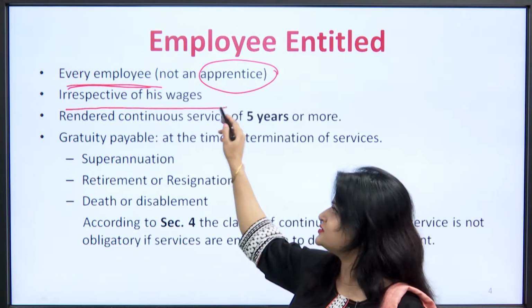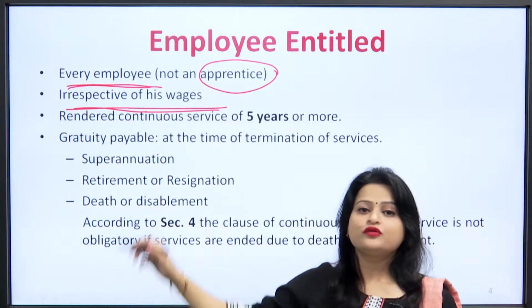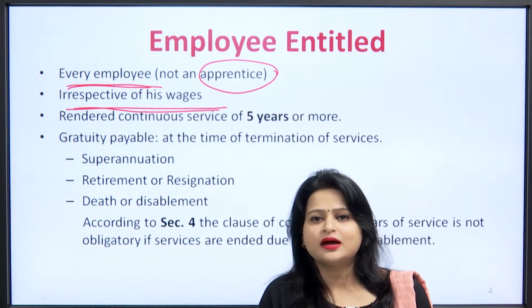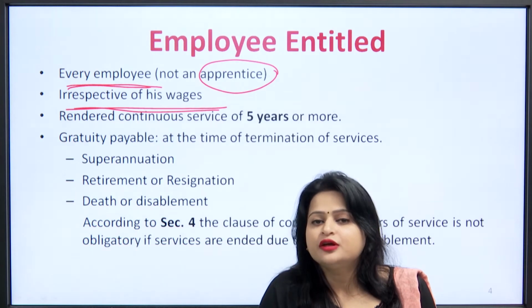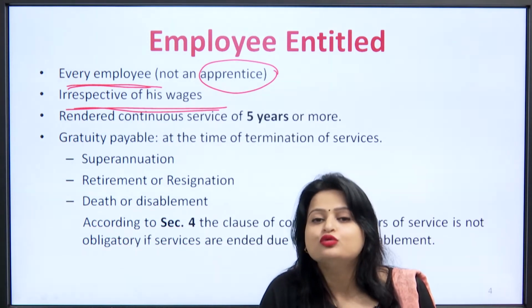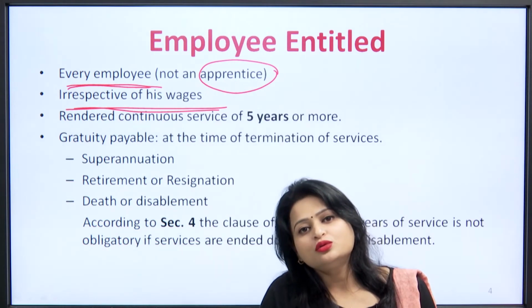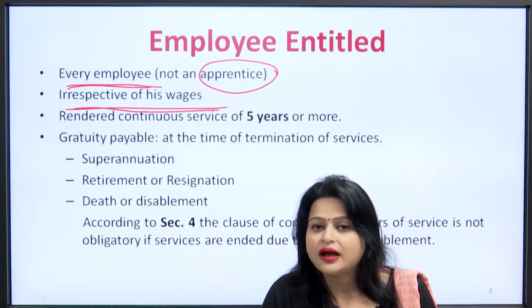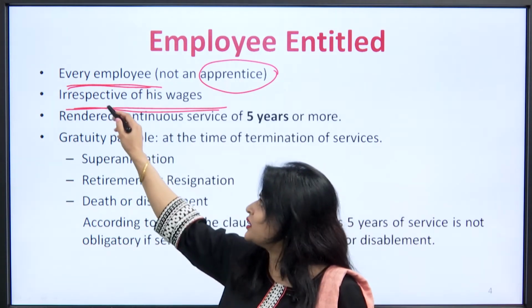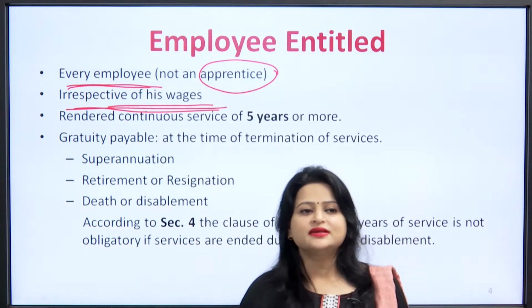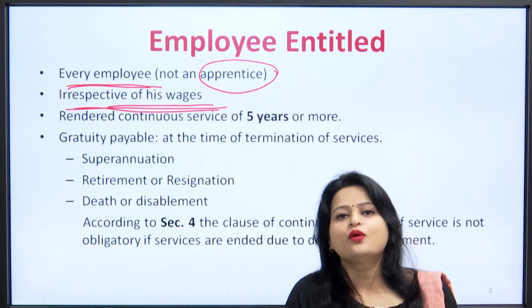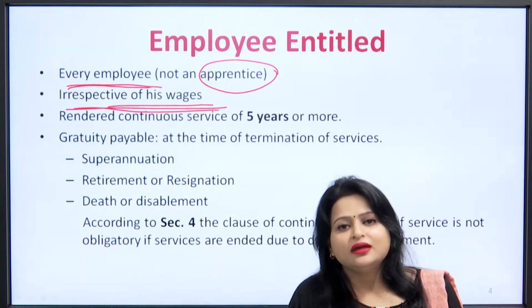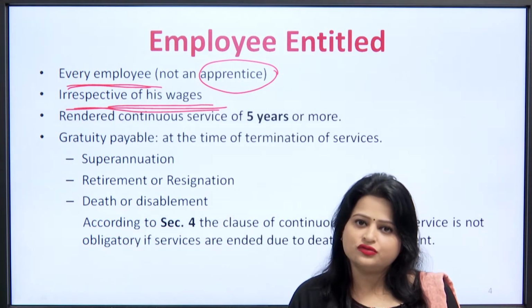Irrespective of his wages. This is the second condition. If you remember, I have told you in the previous act, that was the Payment of Bonus Act, there was a condition: every employee whose salary is up to rupees 21,000, only those employees are eligible for bonus. But here in Gratuity Act, it is irrespective of his wages. Whatever salary or whatever wages an employee has drawn from his employment, it does not matter, he is entitled for gratuity, right?